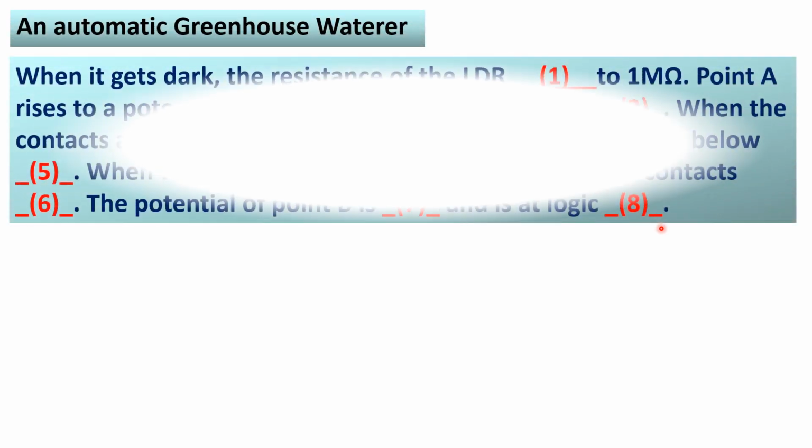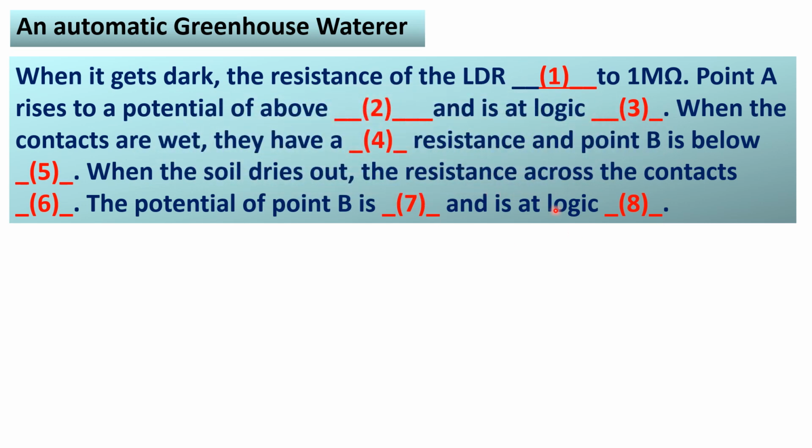Here is the paragraph that you're going to complete. When it gets dark, the resistance of the LDR blank to 1 mega ohm. Point A rises to a potential above blank and is at logic blank. When the contacts are wet, they have a blank resistance and point B is below blank. When the soil dries out, the resistance across the contacts blank. The potential of point B is blank and is at logic blank.